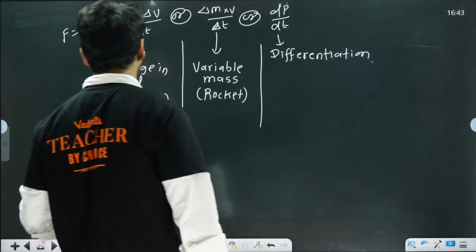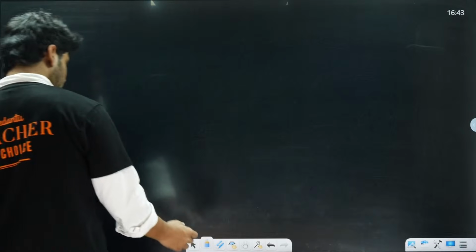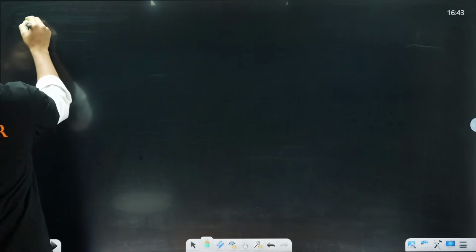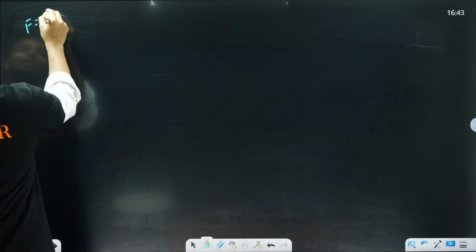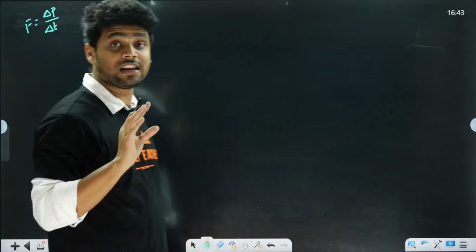Okay, next. So the first case is over. Two cases are over. Now the third case. What is the third case? F equals change in momentum, delta p divided by delta t. Observe, everyone.